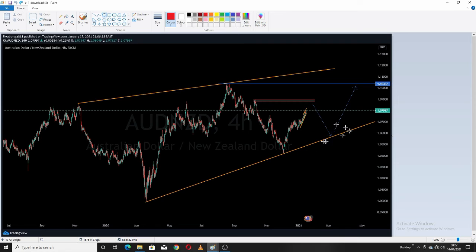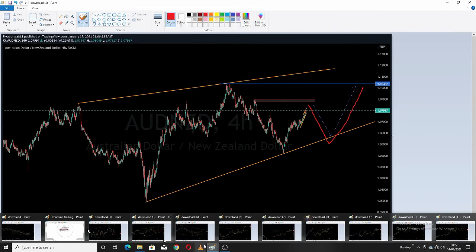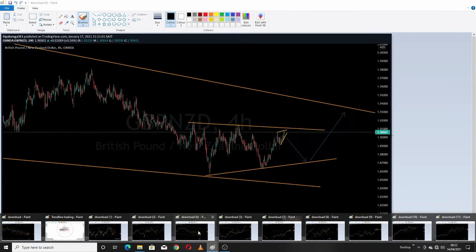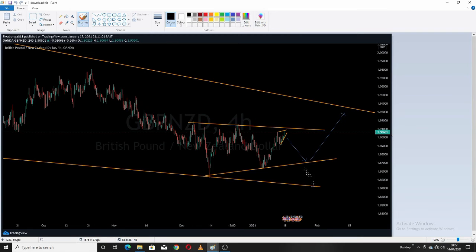You see, this is what you can expect. You see these lines demonstrate what you can expect on the touch of this trend line. These lines are showing us what you can expect on the touch of the trend line. Let's look for another one. You see another line. These lines show us what to expect on the third touch of this trend line.